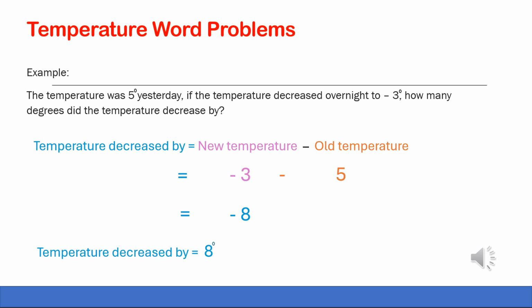When we work out the temperature difference and the output is a negative number, this means that the temperature has decreased. But if the output is a positive number, it means that the temperature has increased. When we look for the temperature difference, we always look for the value, which means it's 8 degrees.